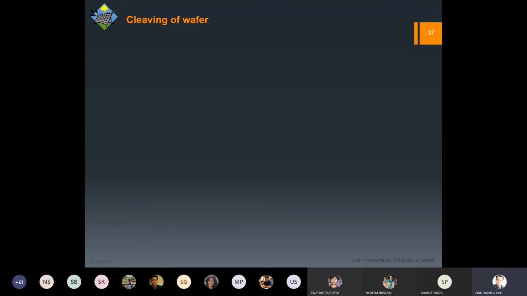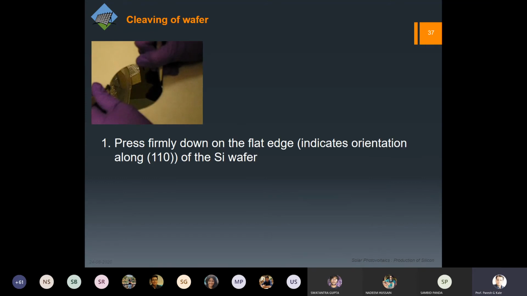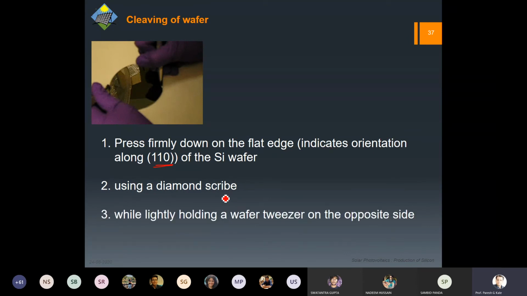We break the wafers, and it is called cleaving of wafer. How do we do that? It's a very thin one, right? The point is, we can use our knowledge of the orientation here. You can see this is a typical 2-inch wafer. You press firmly on the flat edge that indicates the orientation, maybe 110. Use a diamond scribe or a diamond cutter. It is a pen at the tip of which there is a small diamond. Then you hold the wafer with the tweezer on the other end. You can see the tweezer over here and the diamond over here.